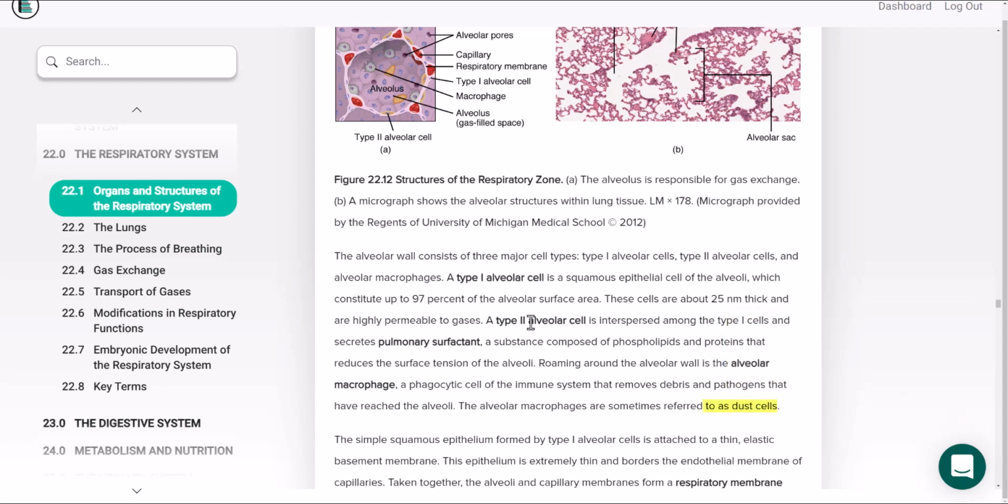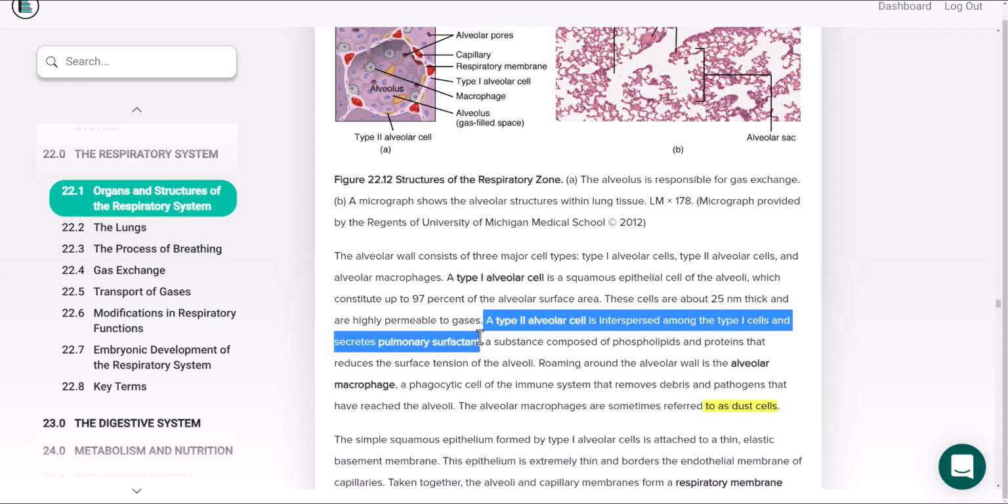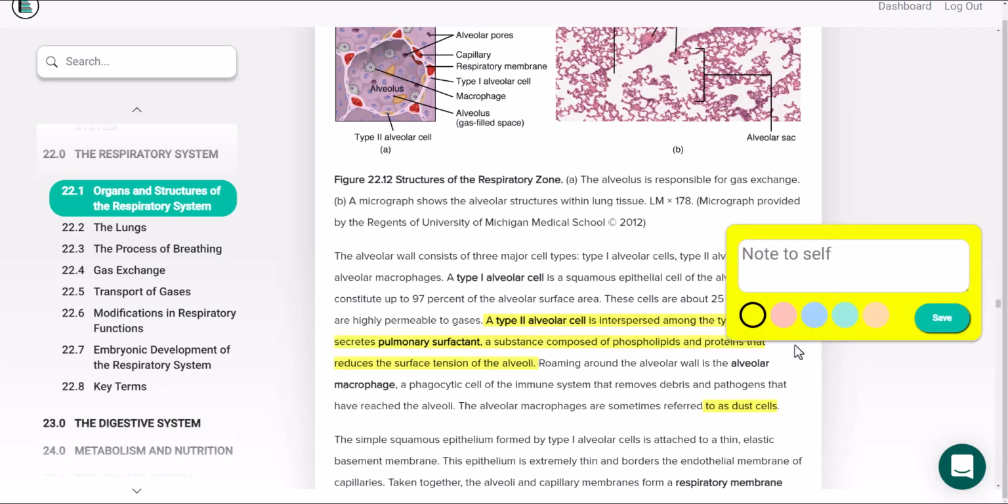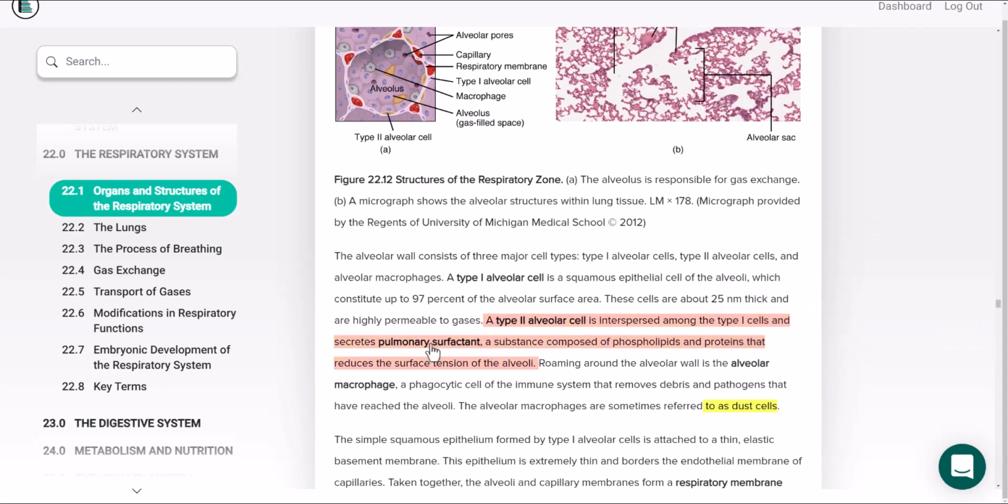And then there is one other type of cell down here. These are called type 2 cells. Type 2 cells secrete a substance called surfactant. Now, surfactant is basically like a detergent. It's like a phospholipid protein stuff. And this is a substance which keeps your lungs from collapsing on each other.